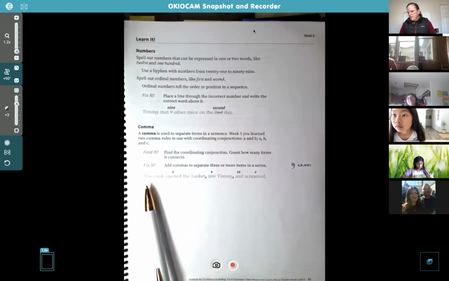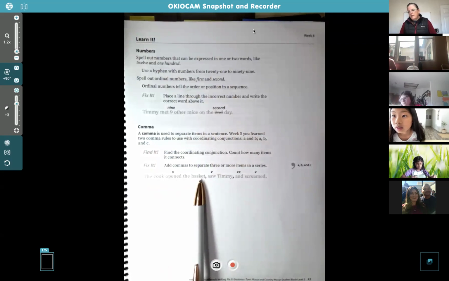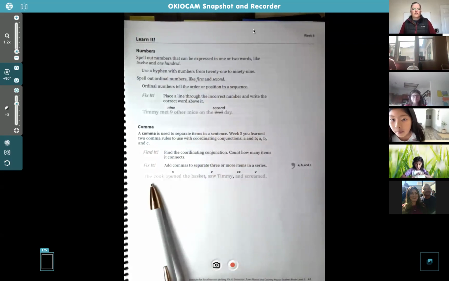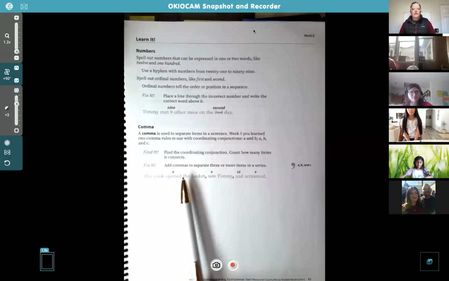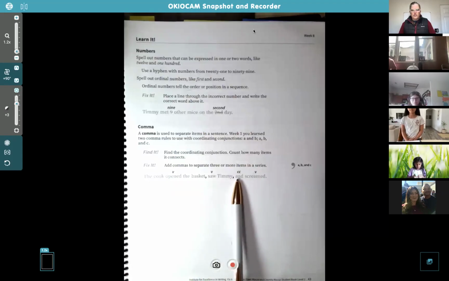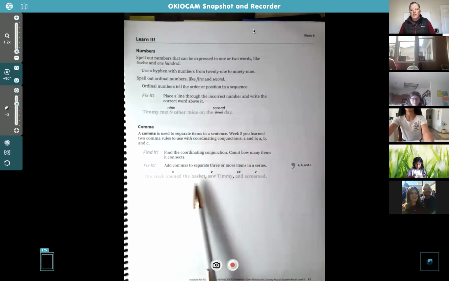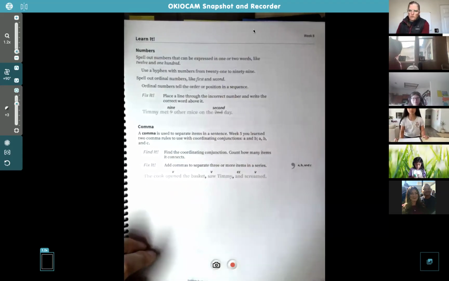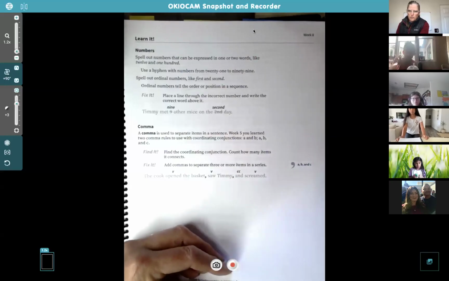Here's your example. It says the cook opened the basket, saw Timmy, and screamed. So the cook did 3 things: opened, saw, and screamed. That's what the coordinating conjunction is connecting. But since it's 3 things, you need commas in between. Any questions about this page? You guys have any questions?